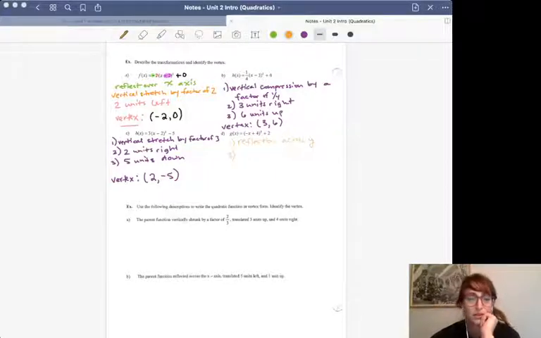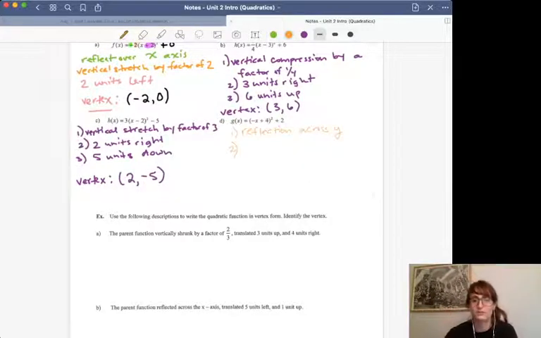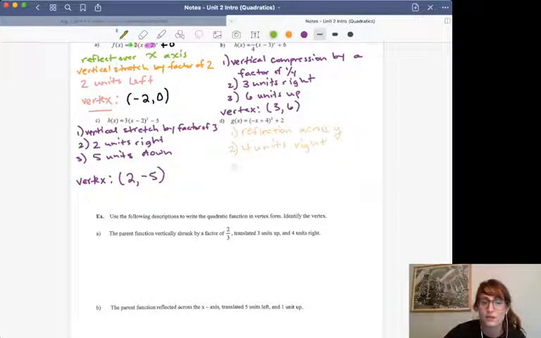All right, we're back. I'm gonna finish these up. So I was trying to explain this before when my computer kind of froze. We are reflecting across y and we are moving 4 units right. And that is because of the reflection across the y-axis.